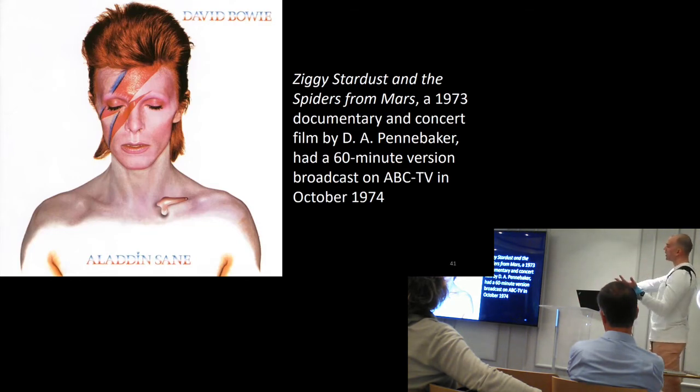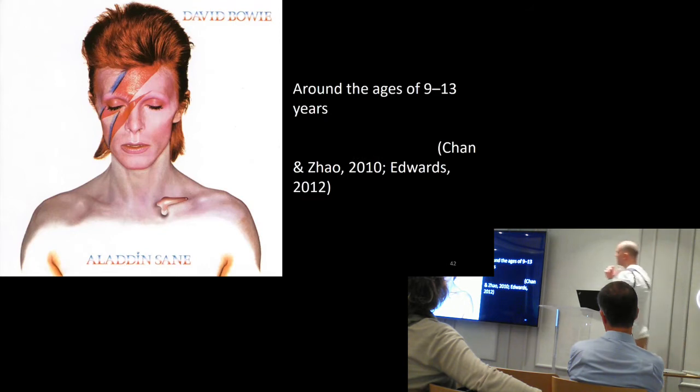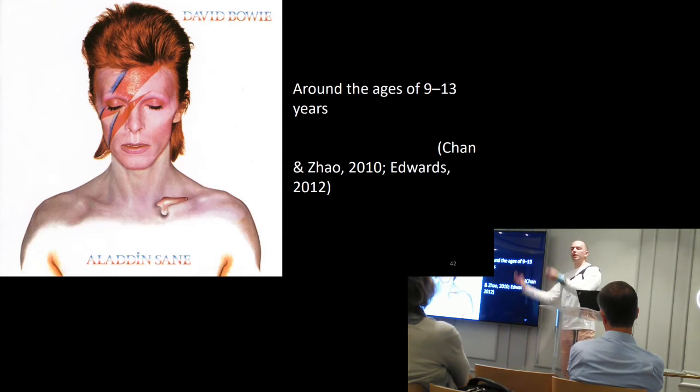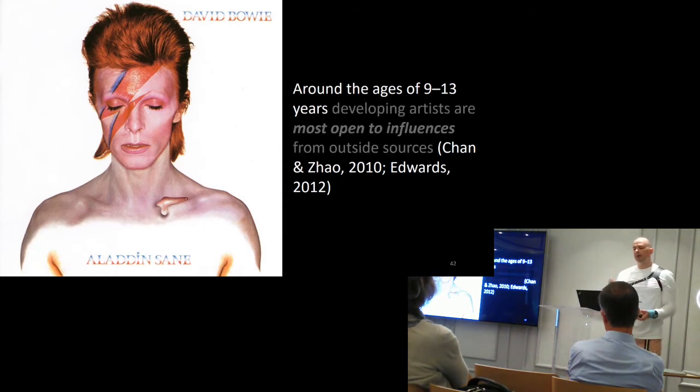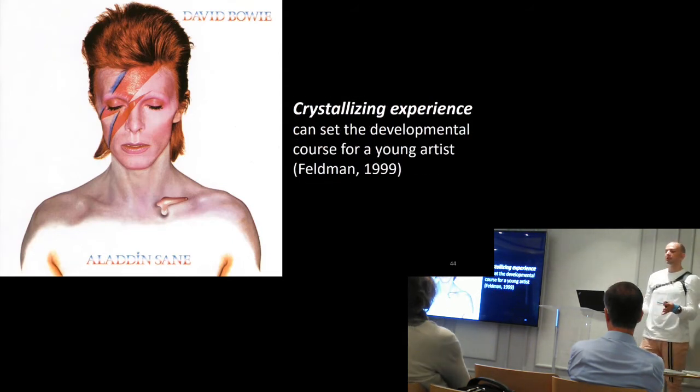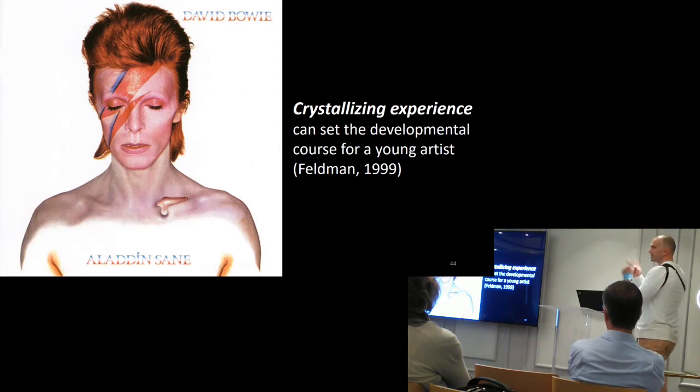What about artistic development? Well, around the ages of 9 to 13 years old, when children are starting to draw and they're becoming artists, this is a period where developing artists are most open to outside influences. This is where they start to look elsewhere and say, how can I make my art better? And oftentimes around this age, they'll have what's known as a crystallizing experience. They see something, they experience something, and they're like, yes, this is what I'm going to do with my artistic direction. This is what I want to look like. So we have that crystallizing experience, 9 to 13 years of age.